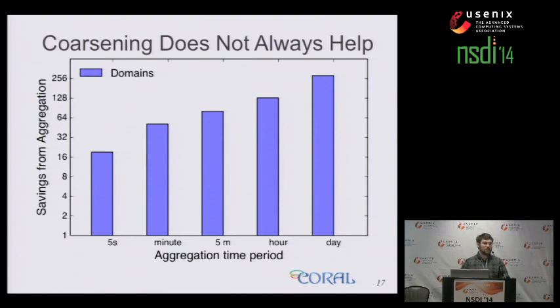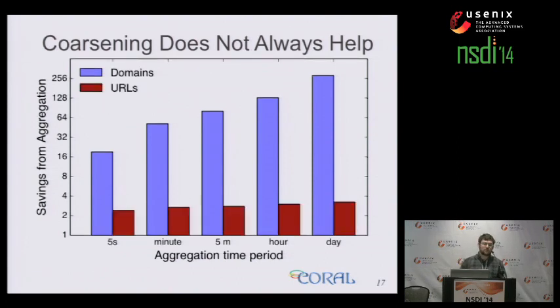This is data from the Coral Content Distribution Network. This is the savings of aggregating the per domain information. And what you see is that as you go to larger and larger time buckets, you get larger and larger savings from coarsening, which is what you would like. Note that this is a log scale, by the way, so these are quite substantial savings. This is the result by URL.